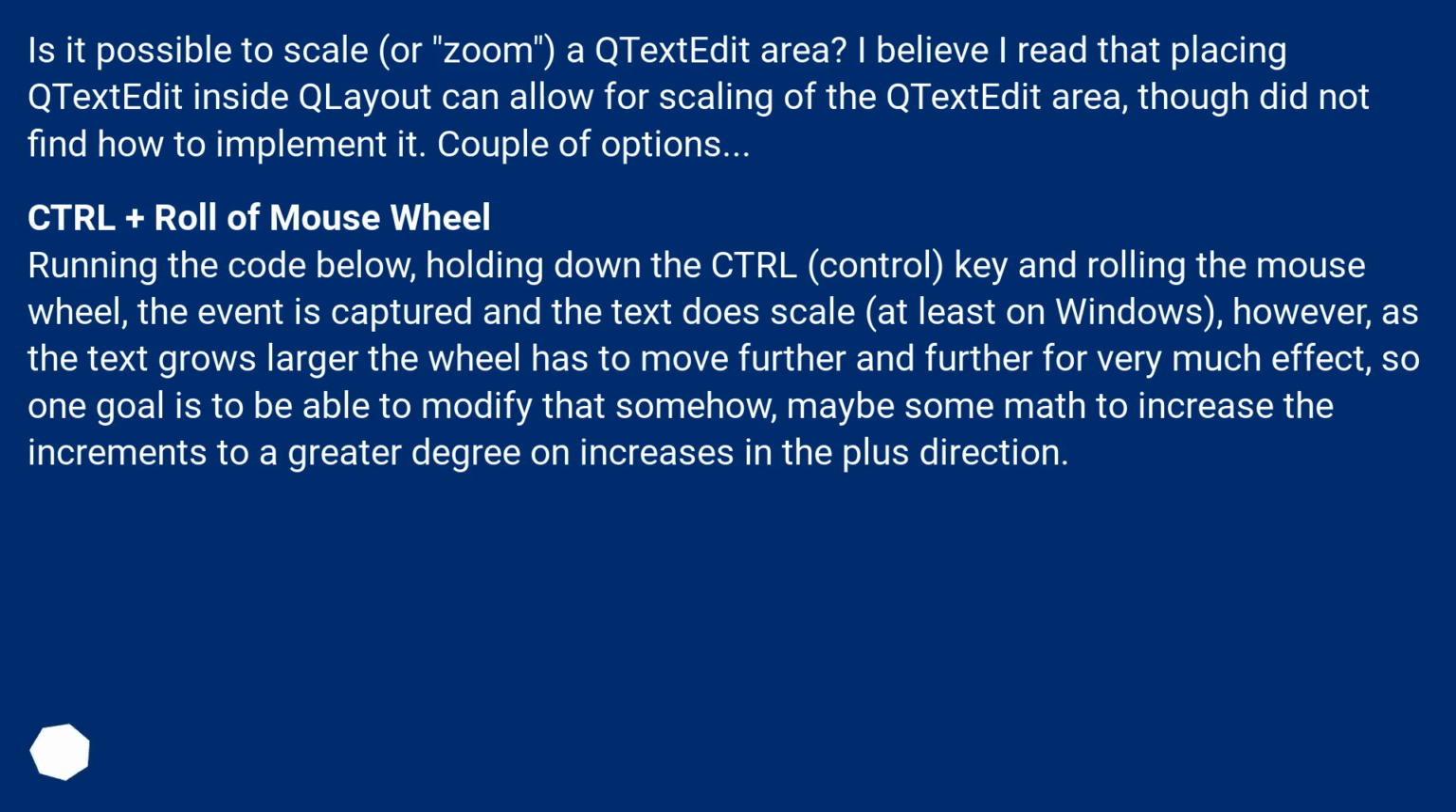A couple of options. Ctrl plus roll of the mouse wheel. Running the code below, holding down the Ctrl key and rolling the mouse wheel, the event is captured and the text does scale, at least on Windows. However, as the text grows larger, the wheel has to move further and further for very much effect, so one goal is to be able to modify that somehow, maybe some math to increase the increments to a greater degree on increases in the plus direction.